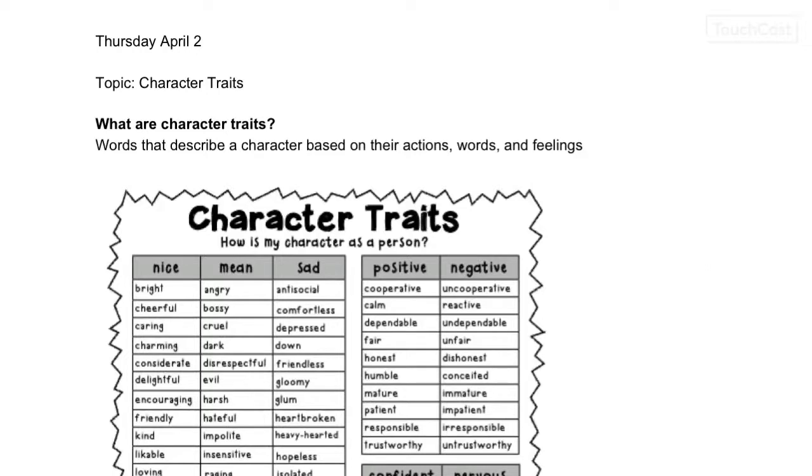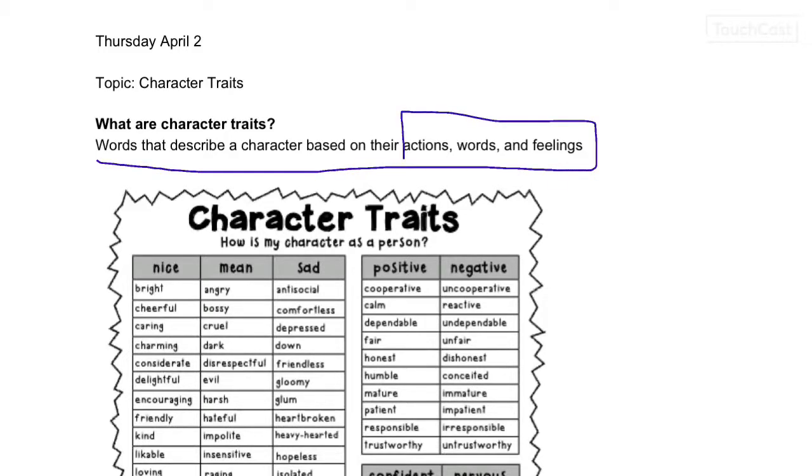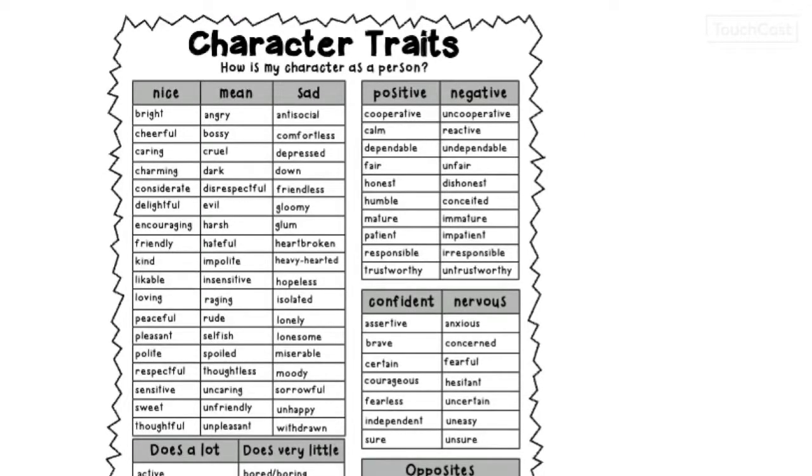We're going to finish off the week with character traits, just like we did on Tuesday. Remember, character traits are words that describe a character based on their actions, words, and feelings. Here's another look at that character trait chart. Remember from Tuesday that I was challenging you to use a little bit more complex vocabulary.